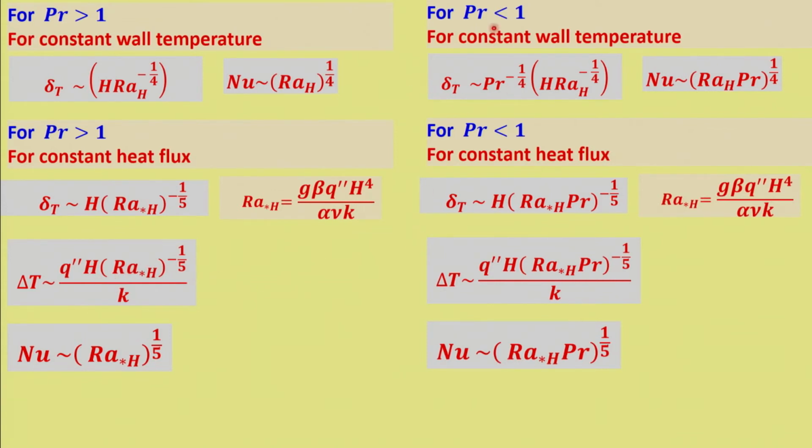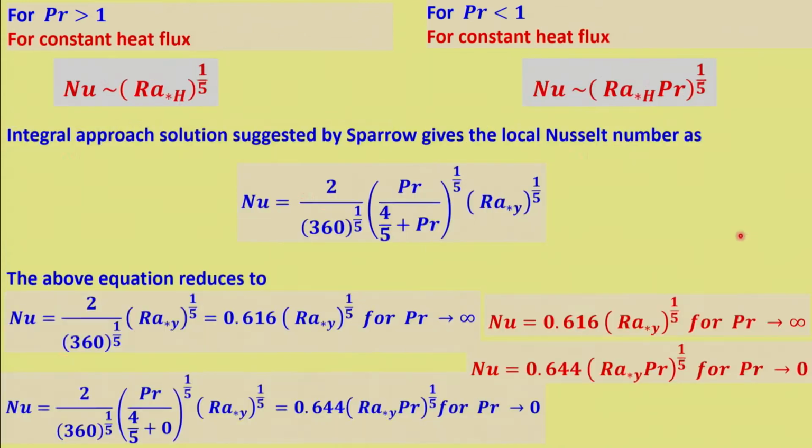Similarly, you can work out for Prandtl number less than 1. All that it means is, wherever 1 by 4 is there, it will be replaced by 1 by 5, with the Rayleigh number definition as G beta Q double dash H to the power of 4 by alpha nu K. Okay. So with this, now we take up this Nusselt number equal to, see whether this is correct or not, that is the question.